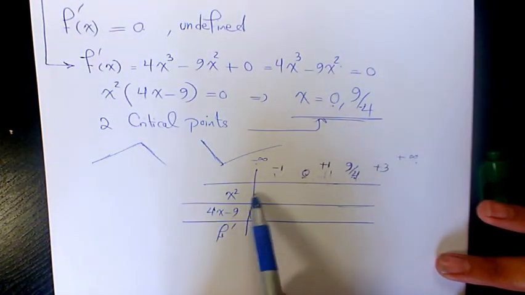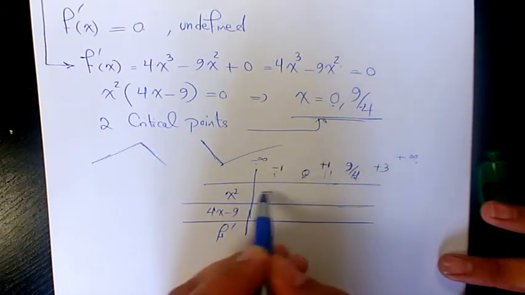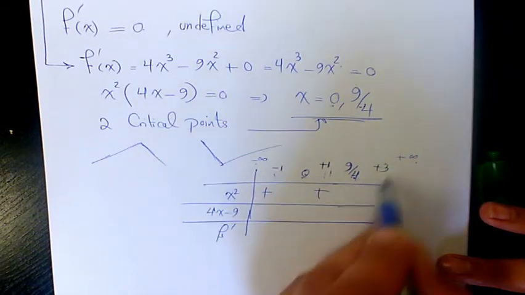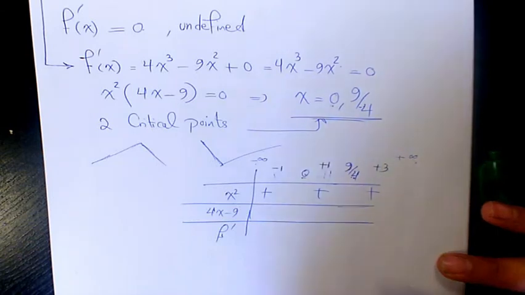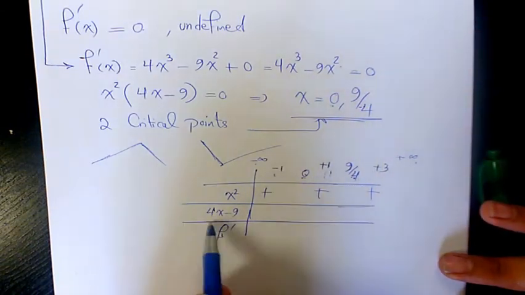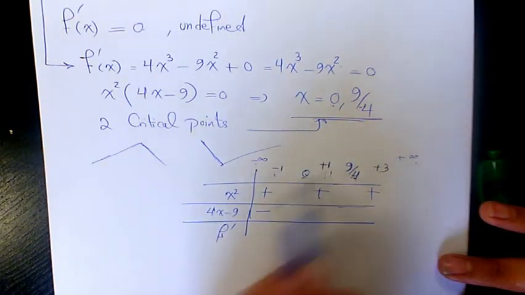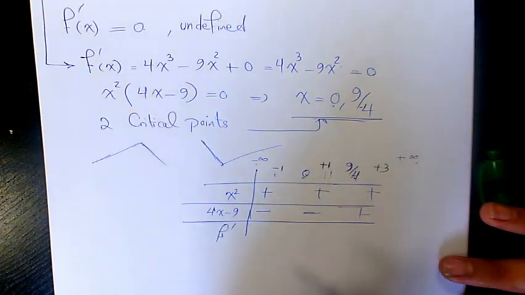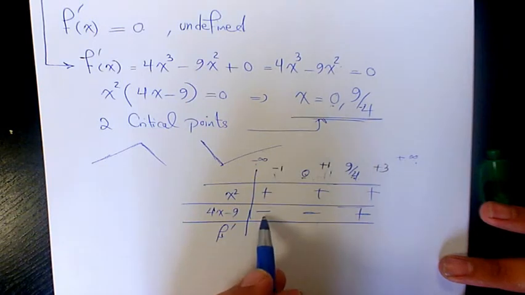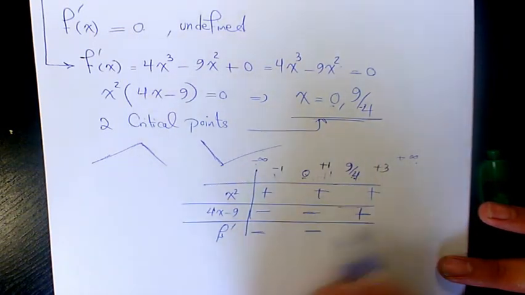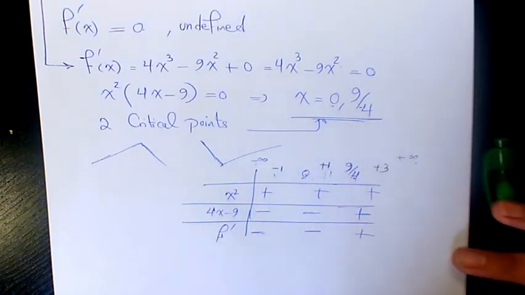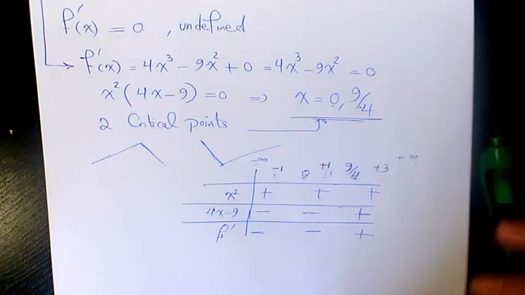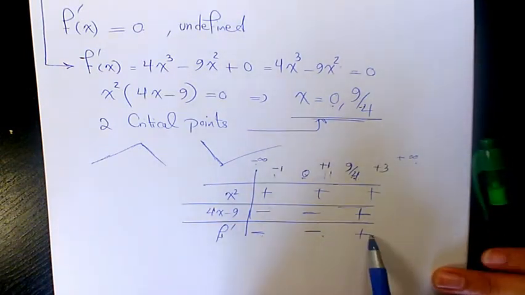So when you sub it in, negative 1 squared is positive, positive 1 squared is positive, positive 3 squared is positive as well. 4x minus 9, if you put negative 1, it's going to be negative. If you put plus 1, it's going to be negative. If you put plus 3, it's going to be positive. Plus times negative is negative, plus times negative is negative, plus times positive is positive. So it is negative, negative, and then positive.